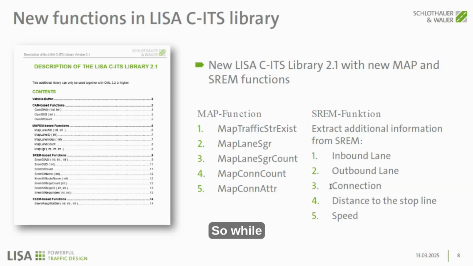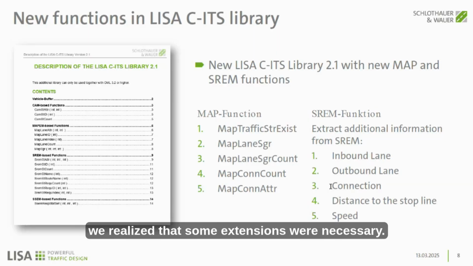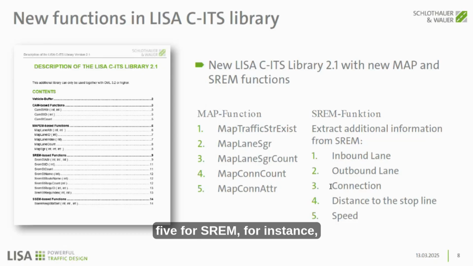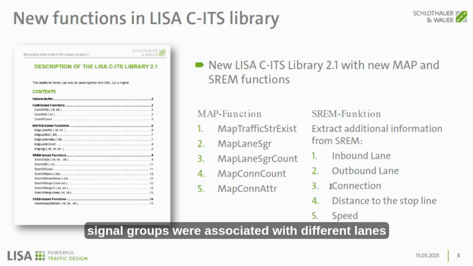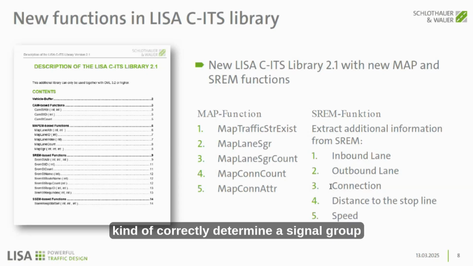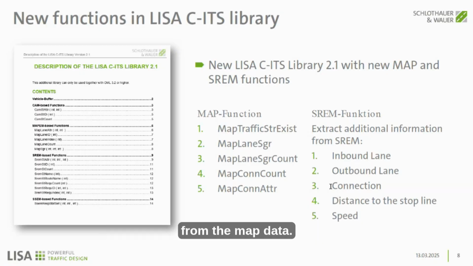While we were working on pilot projects, we realized that some extensions were necessary. For example, as you see here, we have 5 new functions for map, 5 for SREM. For instance, in map, there were cases where multiple different signal groups were associated with different lanes at connections, and we needed more detailed functions to correctly determine a signal group from the map data. Therefore, we added these 5 new map functions that allow for much more precise queries.